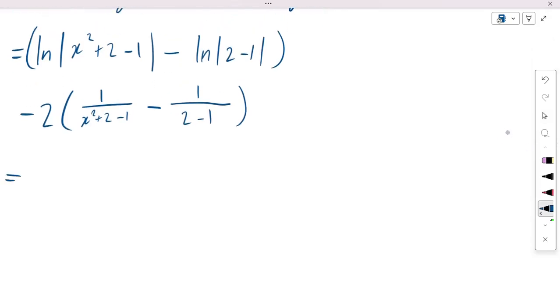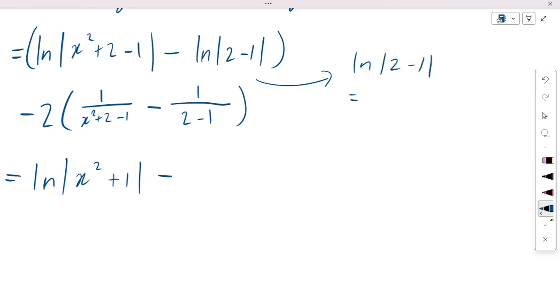And what we have over here, well, if we simplify this, we have the natural log. Okay, so let me just get rid of the brackets. So it's the natural logarithm of absolute value x squared, and we have two constants. 2 minus 1 is just equal to positive 1, absolute value, minus the natural log of 2 minus 1. The natural log of 2 minus 1 is just equal to the natural log of absolute value of 1. And what do we know natural log of 1 is? Well, natural log of 1 is just equal to 0, meaning that this will become 0, and we don't need to include it.